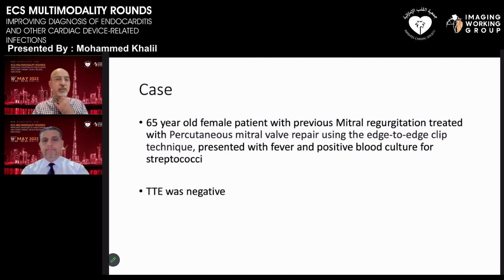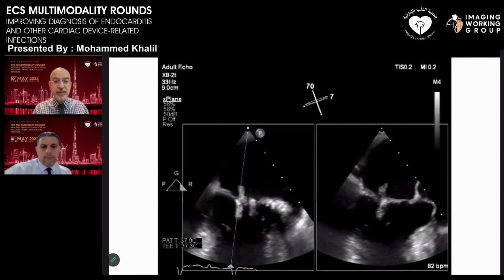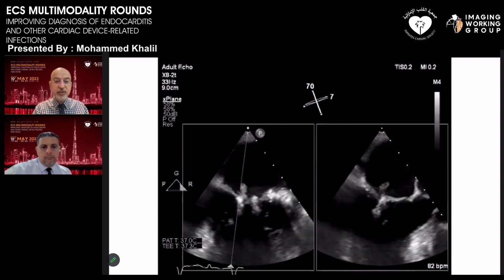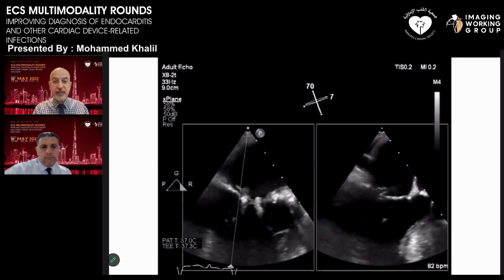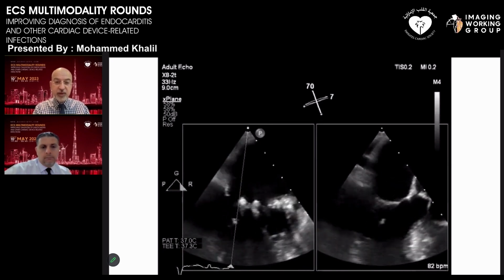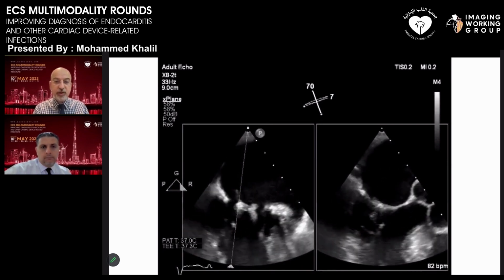One of the patients we saw recently was a 65-year-old female with previous mitral regurgitation, treated with percutaneous mitral valve repair using the edge-to-edge clip technique, who presented with fever and positive blood culture. Echocardiography was negative. We did not see anything, but sure enough, you can see here there is a vegetation attached to the clip itself.